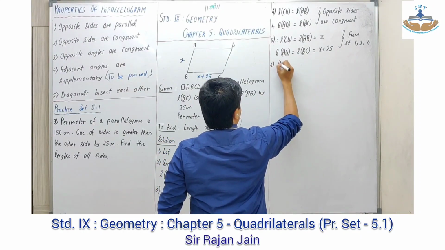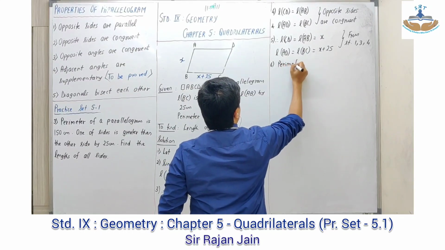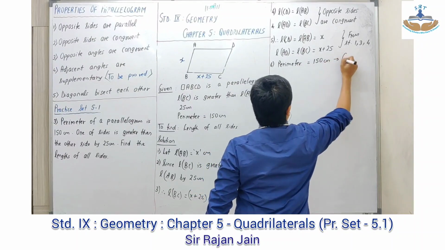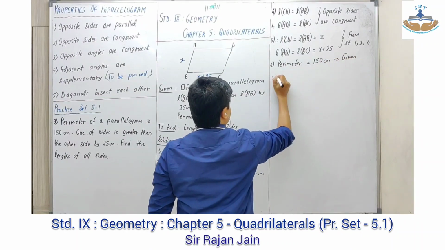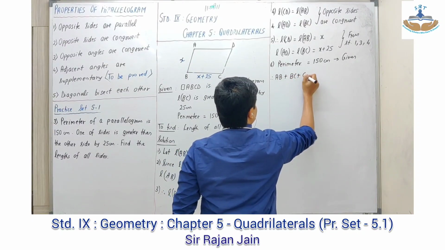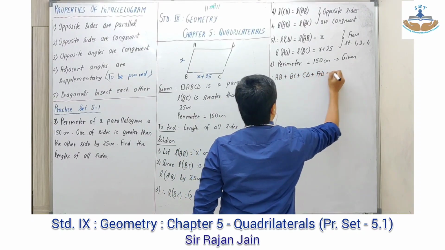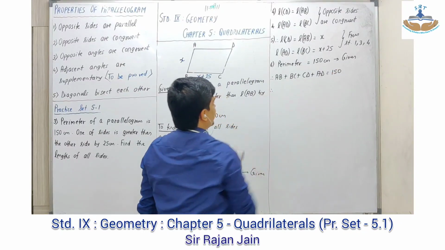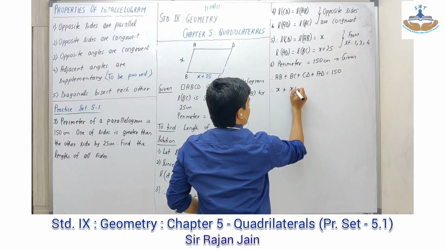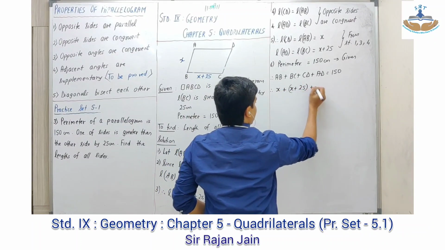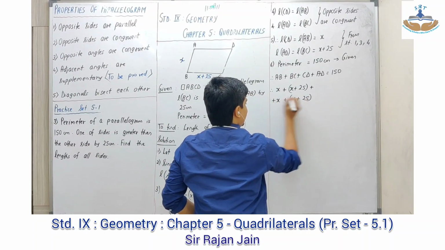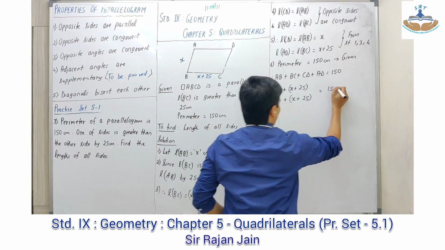So now I'll say that perimeter is equal to 150 centimeter. This is what is given in the question. बट पेरीमीटर का मतलब क्या होता है? एडिशन ऑफ ऑल साइड्स. सो AB प्लस BC प्लस CD प्लस AD शुड बी इक्वल टू 150. देखो अभी AB के जगह पे आई विल राइट x, BC के जगह पे आई विल राइट x प्लस 25 प्लस CD के जगह पे आई विल राइट x प्लस x प्लस 25 इज इक्वल टू 150.